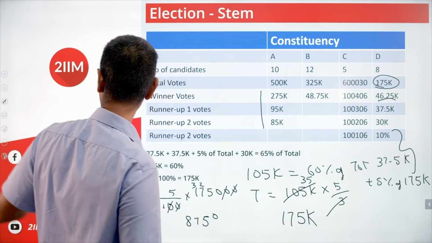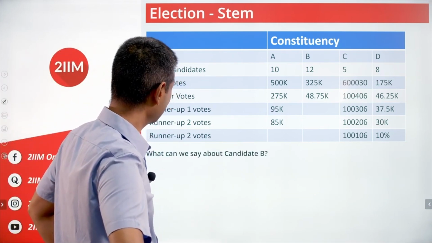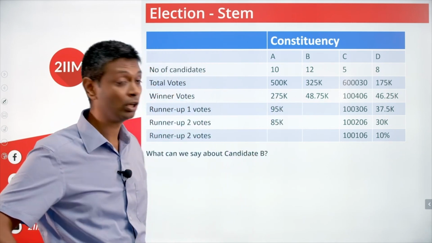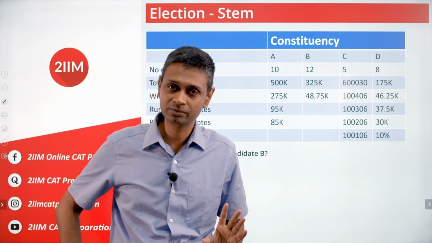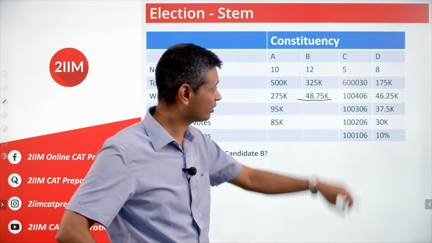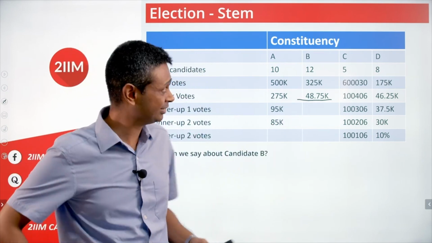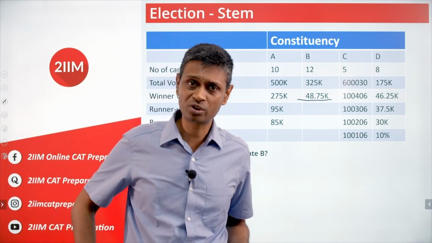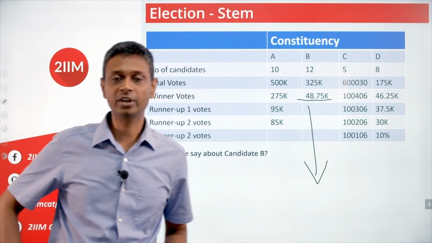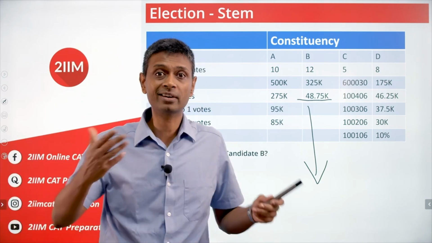Let's look at B. And very interesting. B is very interesting. 325,000 votes were polled. The guy who won got 48.75k. And so what is 1/6 of 325? 1/6 of 300 is 50,000. 1/6 of 325 is more than 50,000. So this guy has got less than 1/6 of the vote. We've got a scenario which we discussed where you might win with less than 1/6 of the votes. This guy has won with less than 1/6 of the votes. That means everybody below him has lost their security deposit. Everybody below has got less than 1/6.